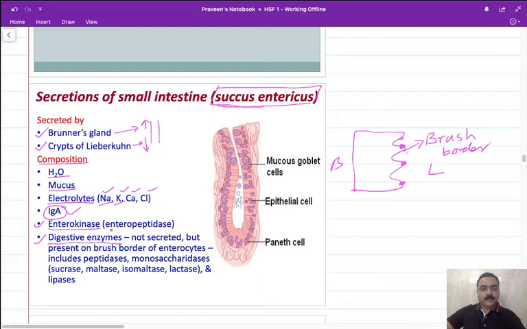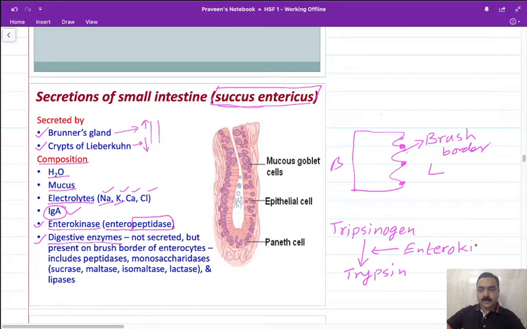So what does enterokinase do? Another name for enterokinase is enteropeptidase. Enterokinase causes the conversion of trypsinogen to trypsin. We will study later that from the pancreas we have the protein-digesting enzyme which comes as a zymogen, trypsinogen, the inactive form. The inactive trypsinogen is converted to trypsin, the active form, and initially this conversion is done by the enterokinase.